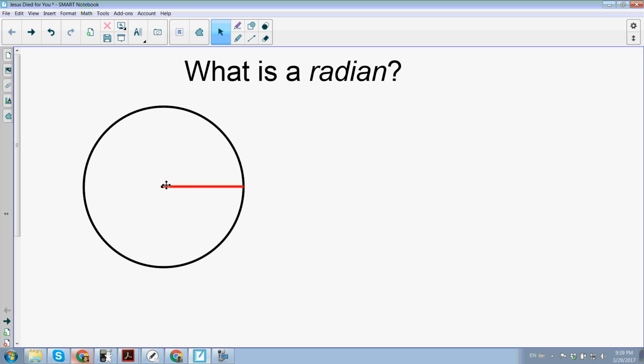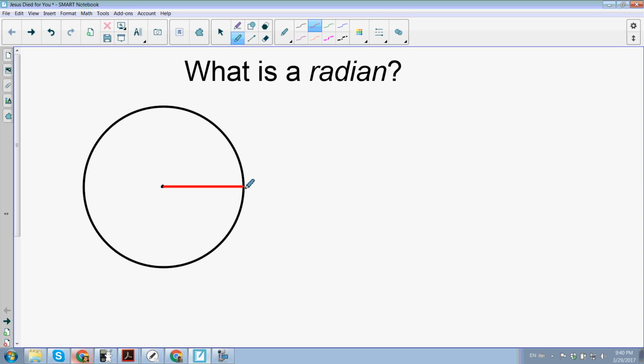Here's a circle with a radius drawn in. Now, to explain what a radian is, first thing I want to do is say, well, let's pretend we take a string and we put one end of the string at the center of the circle, and we then stretch the string to equal the length of the radius, and we cut the string. So basically, we cut a length of string that is equal to the length of the radius.